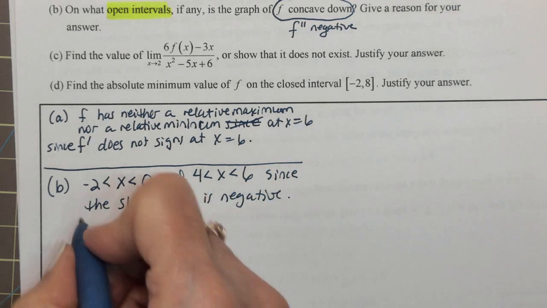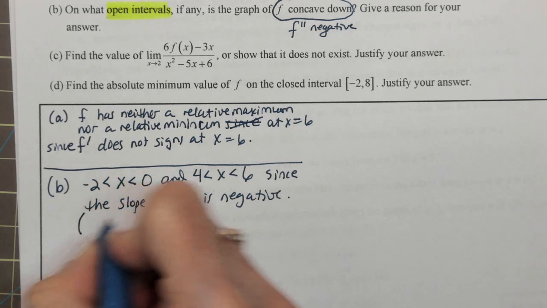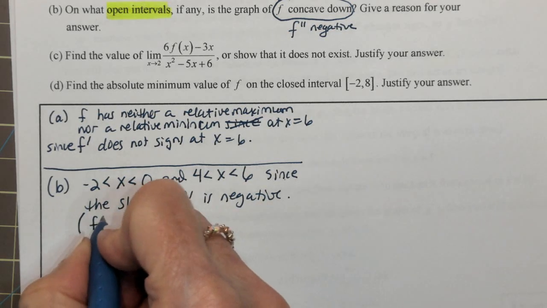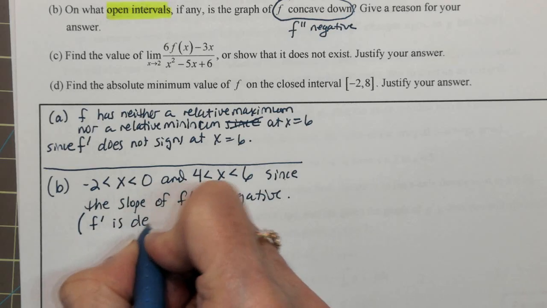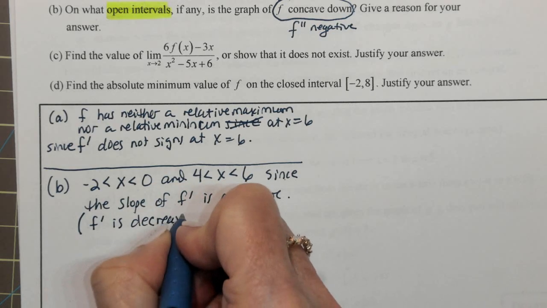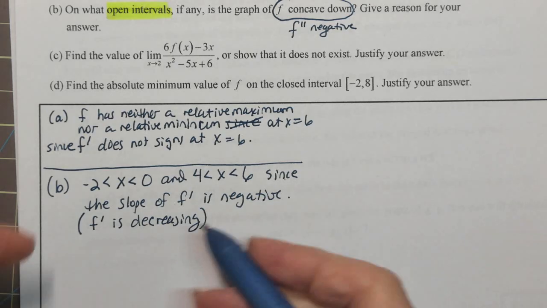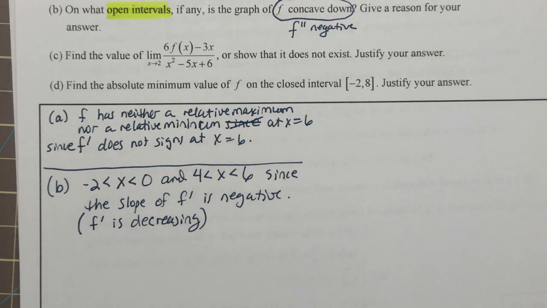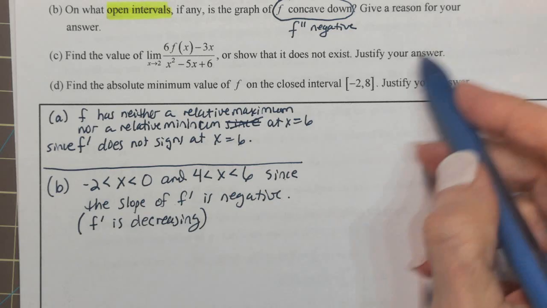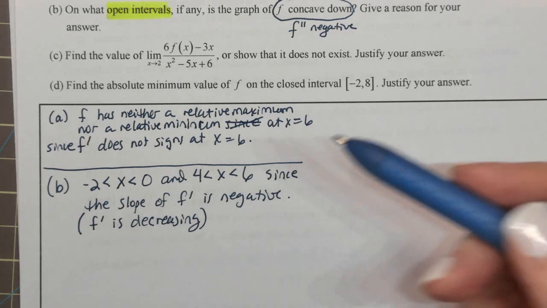Another reason, a very good reason, would be since f prime is decreasing. You don't have to give them both. I'm giving you an option. The slope of f prime being negative means that f prime is decreasing. When f prime is decreasing, f double prime is negative.